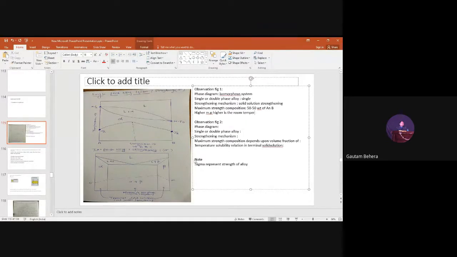Can you people answer this? Why, Panda, can you answer that? Why, if the melting point is high, will the strength be high? How can you correlate that?